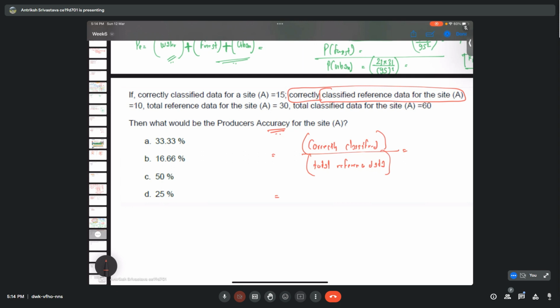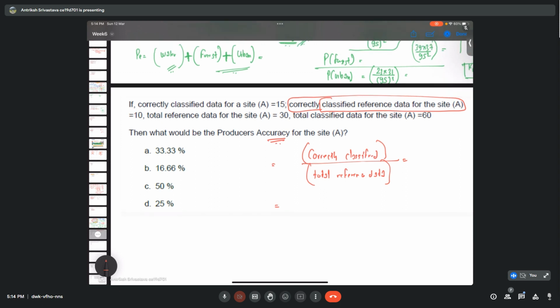So I have taken the numerator as correctly classified data and the denominator as total classified data. Mm, correctly, no. Total classified data. Yes, sir. Okay, that I have taken. No, no, no. Yeah, it's wrong, I think. So the correct one will be.